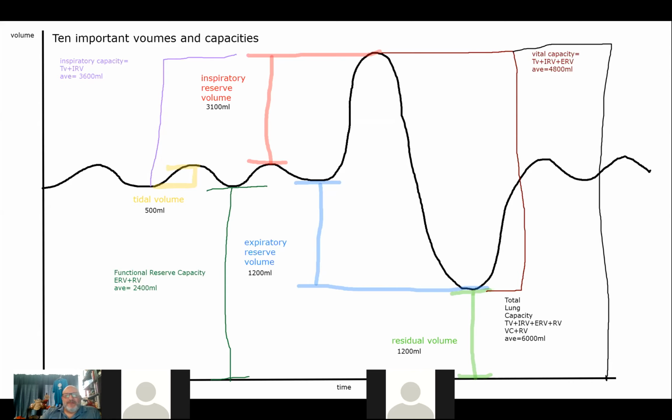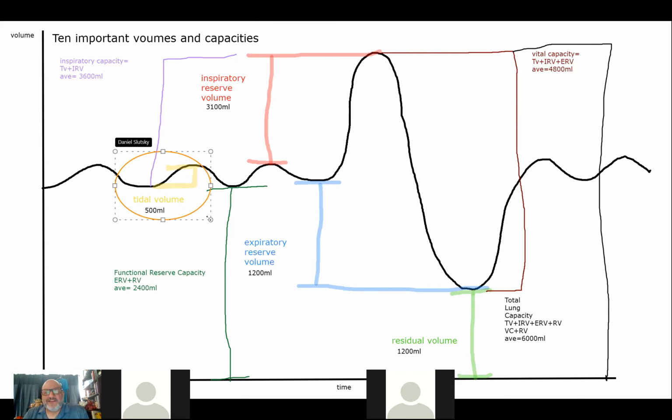Aren't there supposed to be 10? And I've only given you 8 volumes. Careful, I've only given you 4 capacities so far and 4 volumes. But there's supposed to be 10 important volumes and capacities you need to know. Absolutely. And the reason there are 10 is you are correct. We are missing 2. And the 2 we happen to be missing all relate to this volume right here.